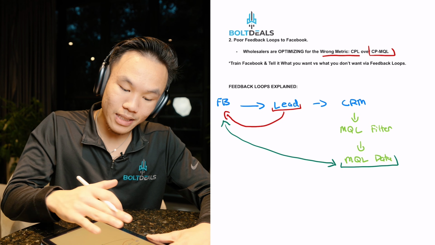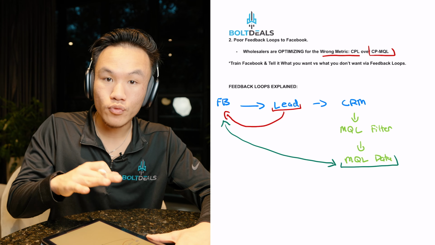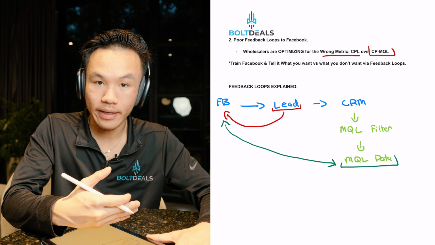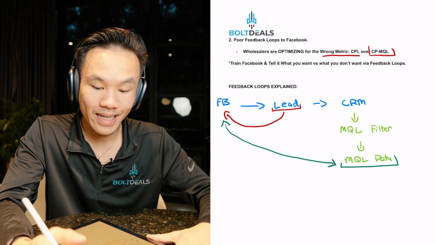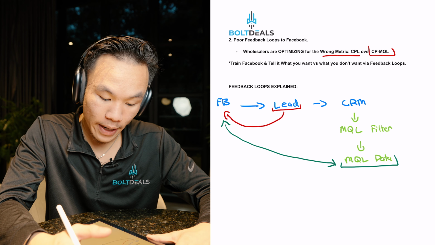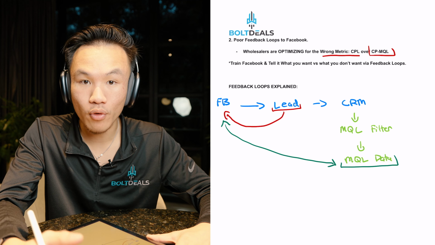What we want to do with this is send this data back to Facebook to train their AI, in this case Andromeda, and offline the Pixel, as to what's working and what's not. That way you can get a more consistent flow of qualified leads.